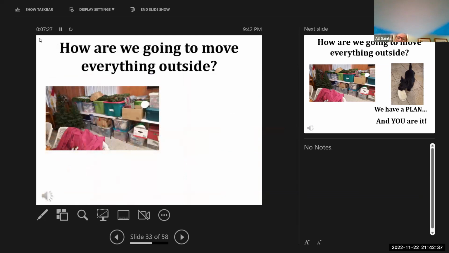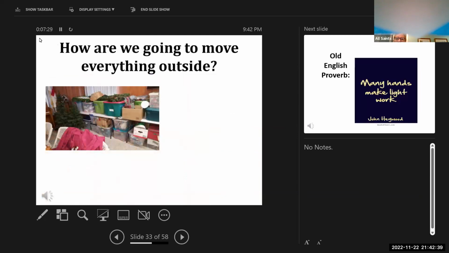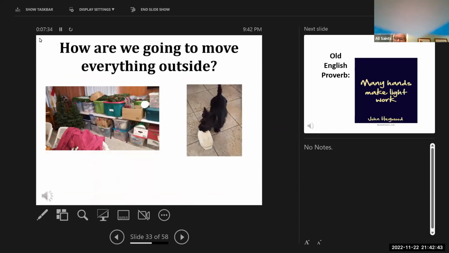Now, looking at all the stuff we have in here, plus there's stuff in the other room, how are we going to get all that stuff outside? We have a plan.